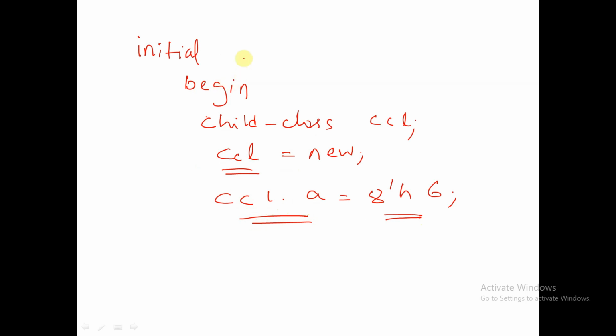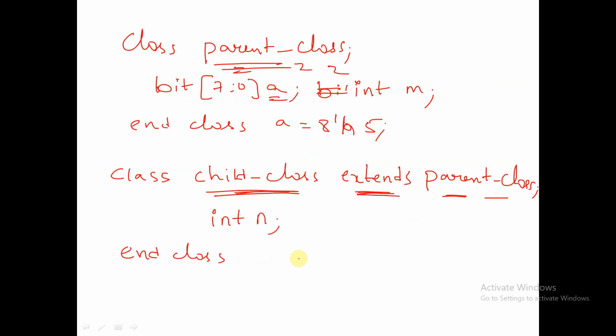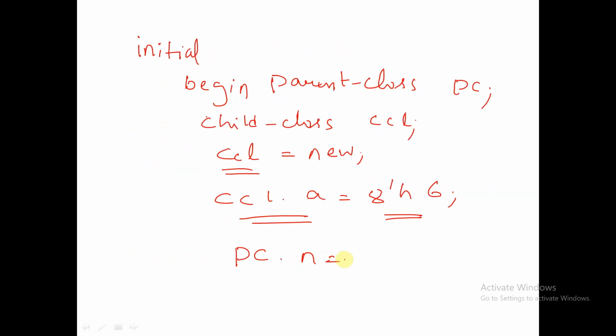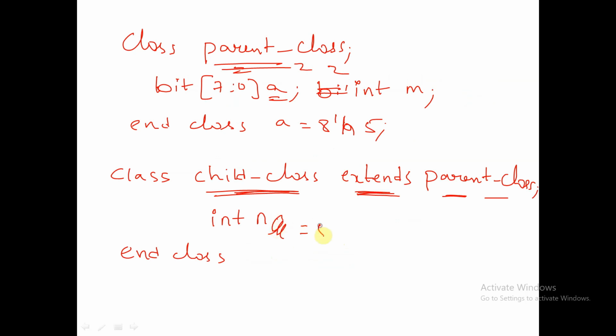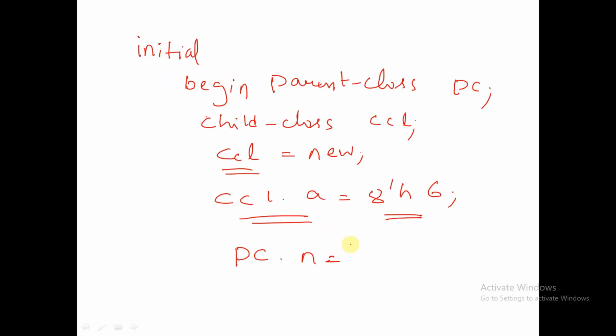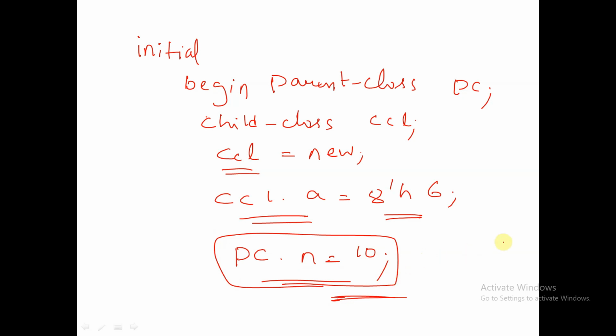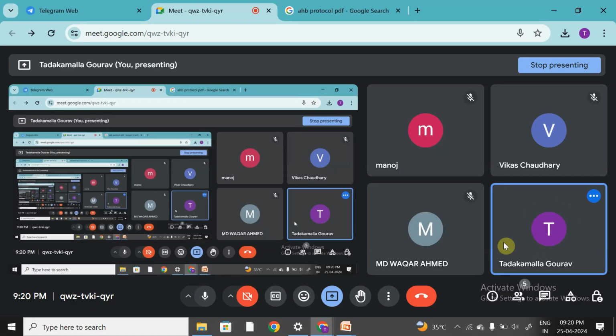If we try to create the parent class handle like this, parent_class, say pc, and if we try to access the child class property, in child class we have n, pc.n is equal to, so say the value of n is equal to 5, then pc.n is equal to 10. If we try to modify the value of n, then we will get a compilation error saying that parent class cannot access the child class properties. So this is the concept of inheritance. Is this clear? This is a very, very important concept.